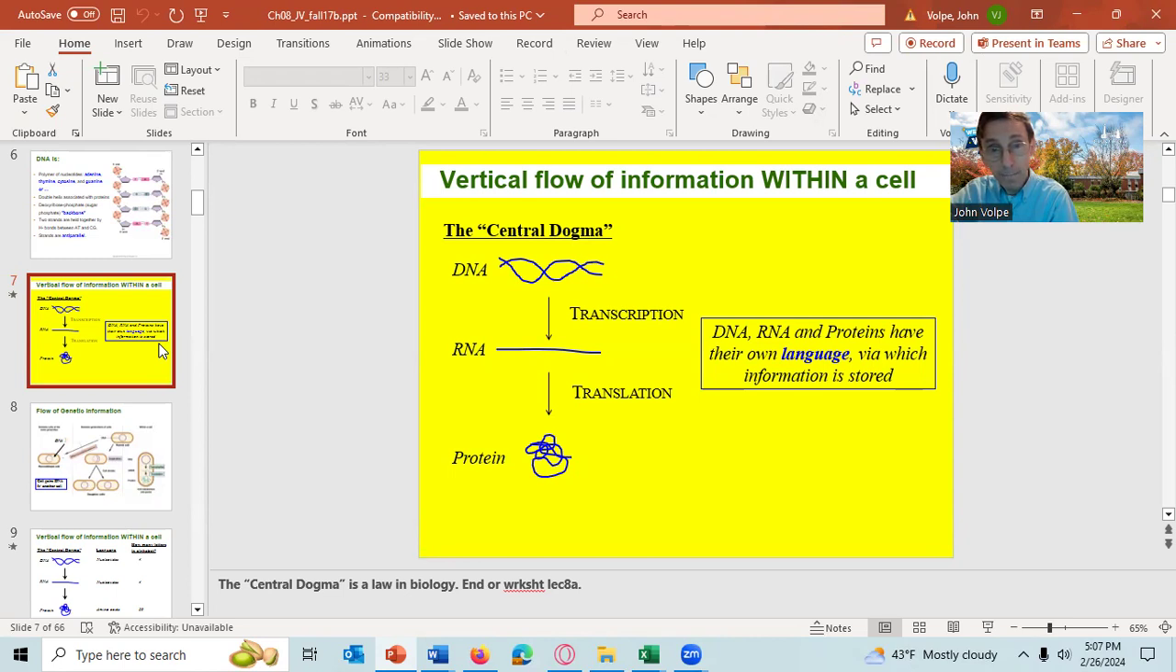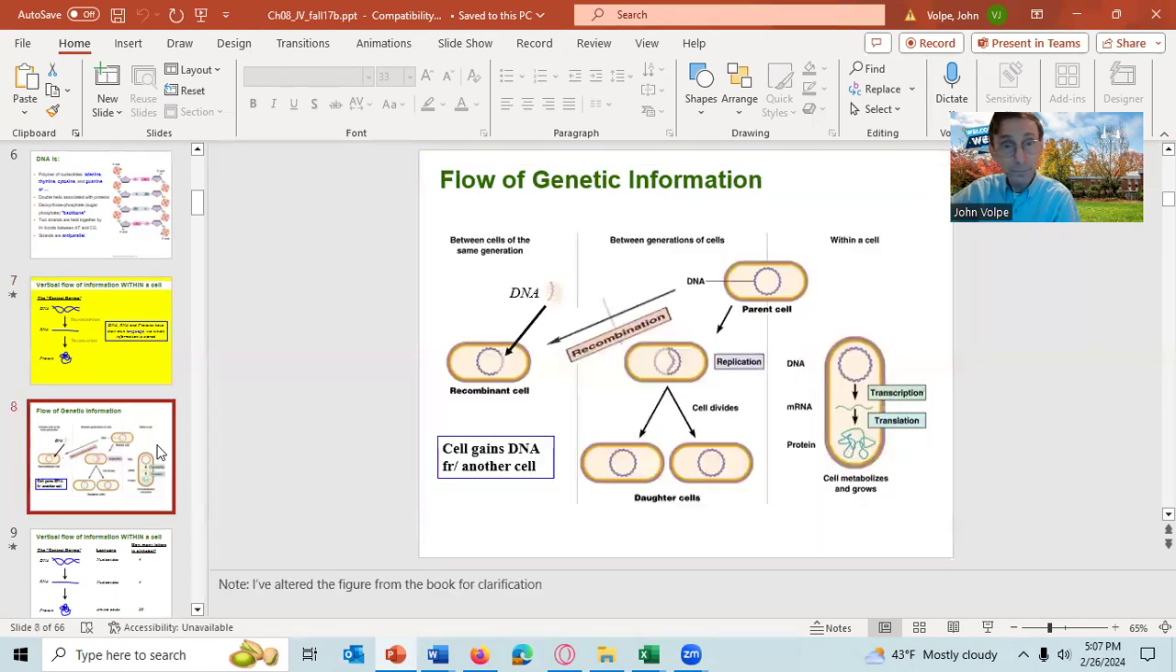The information at each step is coded in its own language, and we'll talk a little bit more about that, meaning the information is encoded in a language in DNA, and RNA, and in protein. You can talk about the flow of genetic information within a cell, between generations of cells, and for humans, that would be between generations, like the information flows from the parents to the offspring. And you can also talk about the information flowing between cells of the same generation.